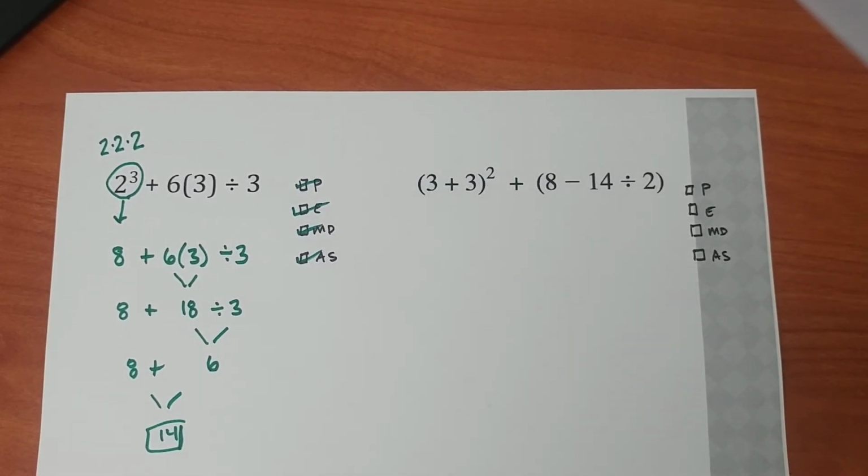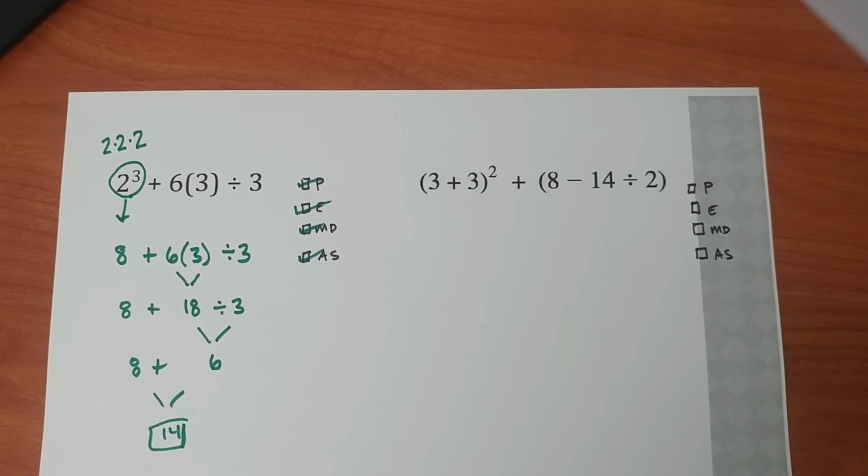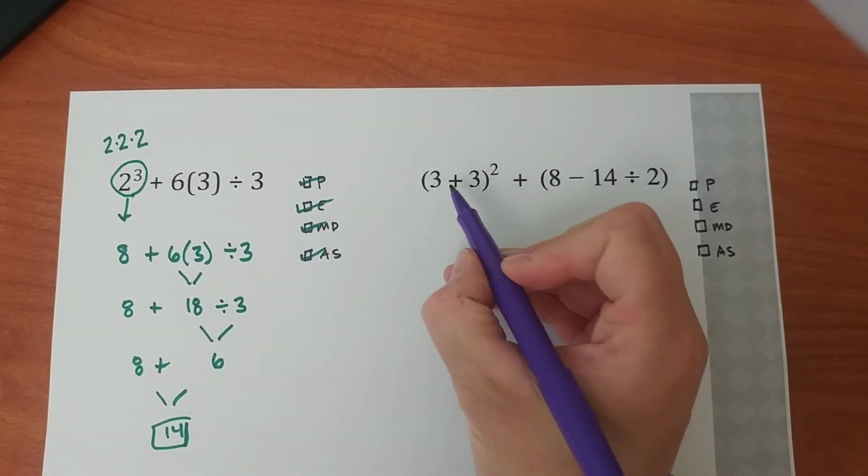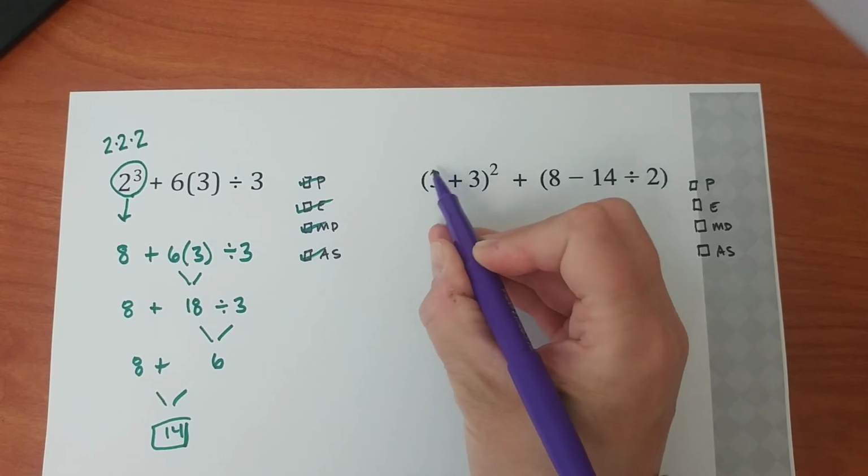Lots of stuff going on here. Look at all these operation symbols and parentheses. It is crazy. Are you ready? Let's give it a try. All right, parentheses. Looks like we've got a couple groups of parentheses. Let's simplify this first part right here.